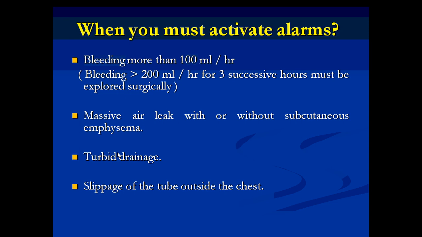The third one, if the drainage becomes turbid, that gives us an alarm that infection may start to occur in the effusion inside. The last one, if there is slippage of the chest tube outside the chest wall, we have to deal with it as we mentioned before. If we still need the chest tube or it's still indicated to be inside the patient, we have to remove it completely if it's slipped with one of the side holes outside, and insert another one under complete aseptic conditions.